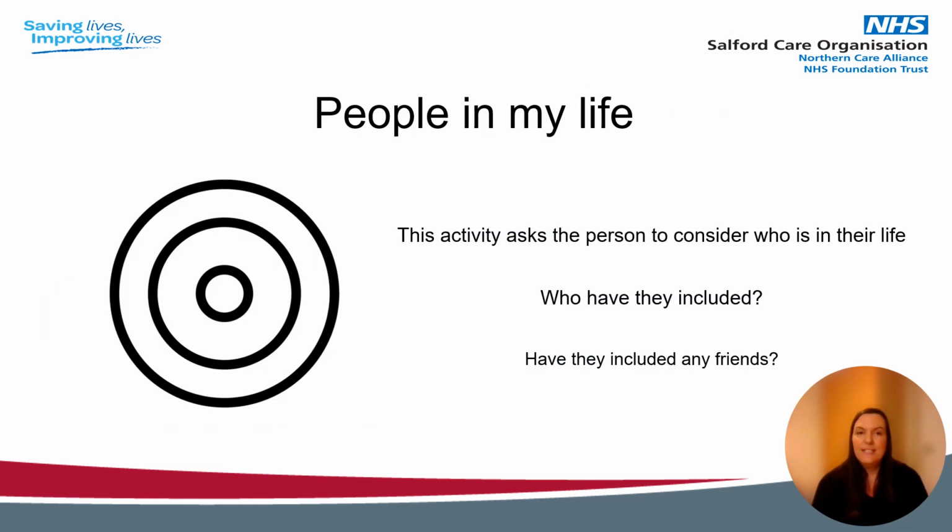For the first activity, we want you to support the person to think about who is currently in their life. This might include family members, friends, support staff, or people in the community. When completing this, think about if they have included any friends or who they consider to be friends.